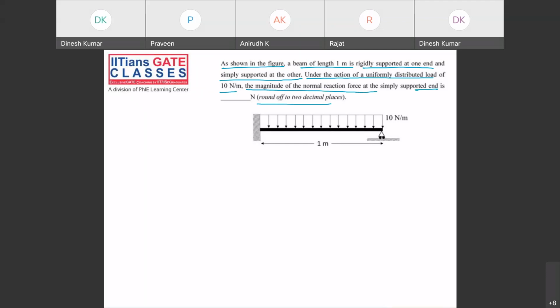So guys, it's a simple formula for a propped cantilever beam. The reaction at the prop is 3QL by 8. How has it come? We can derive this using the method of superposition. If this is A, this is B, we know delta B will be 0. What is delta B? Delta B will be due to this UDL.